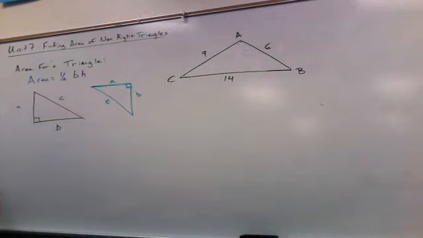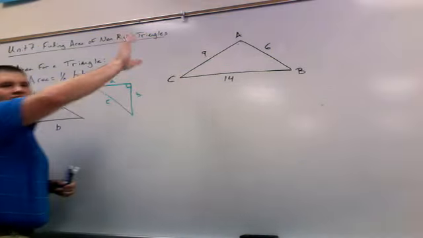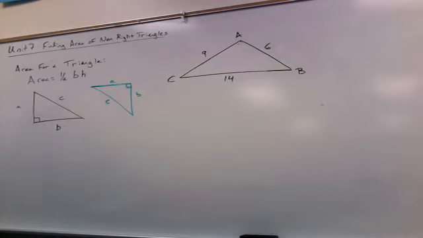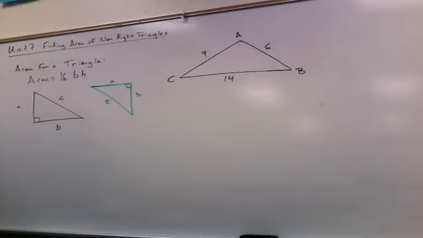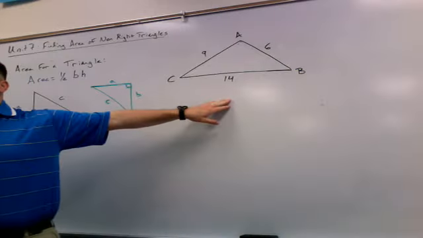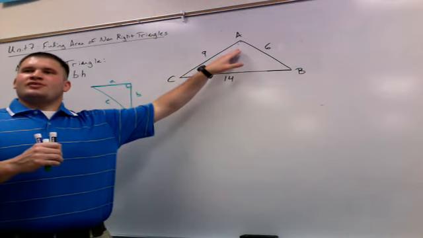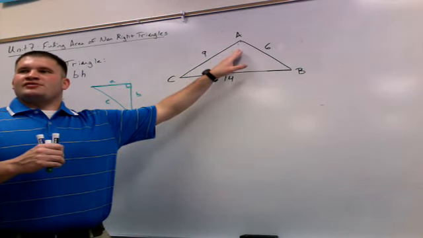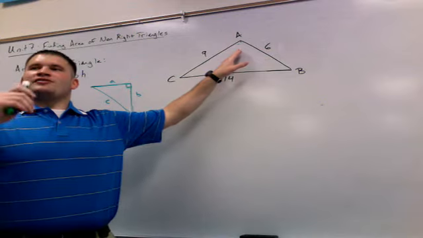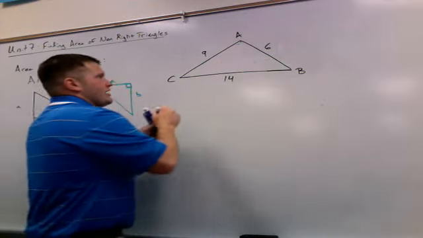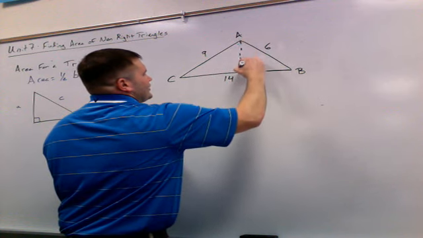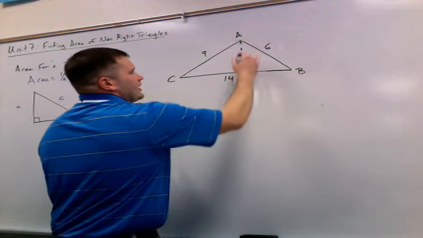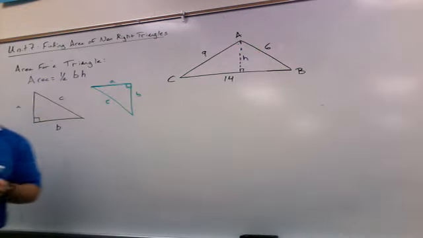Now for any triangle, the base can be any side of the triangle. So any of these sides, 14, 9, 6, they could all be my base. But if I'm going to use 14 as my base, then I have to have a height that connects this side to the opposite vertex using a perpendicular line. We need to connect A to 14 using a perpendicular line, and that could be my height.